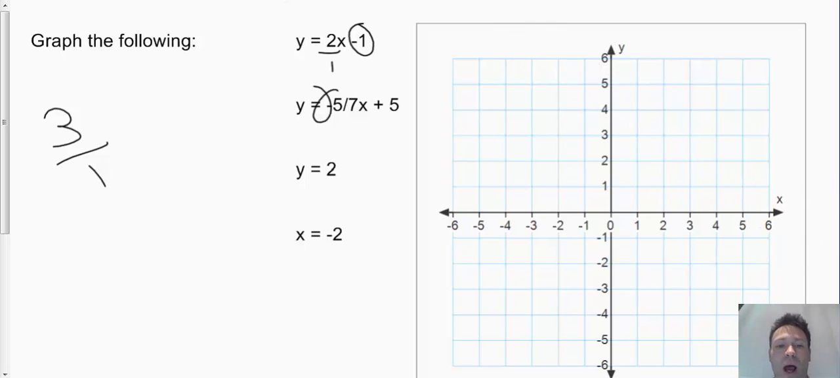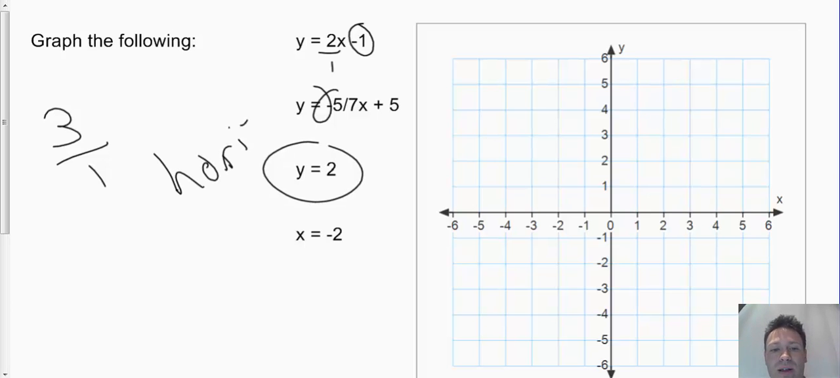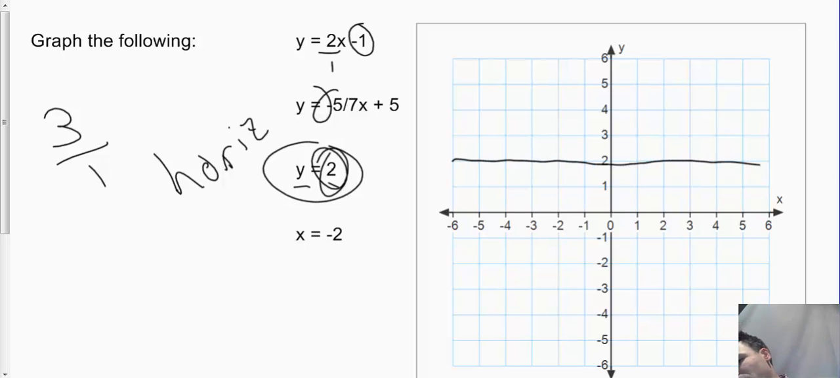Alright, cool. Next line here. I have y is equal to 2. This is a special kind of line. This is a horizontal line. Horizontal line, y is equal to 2. It means it only goes through the y-axis. If you see y equals, it only goes through y. Where does it go through? It goes through 2. So it's a horizontal line right through +2.